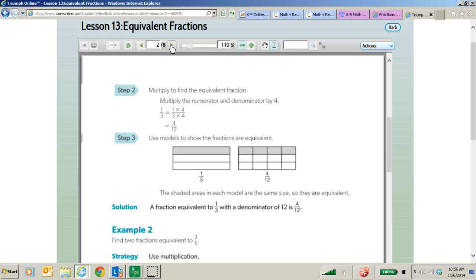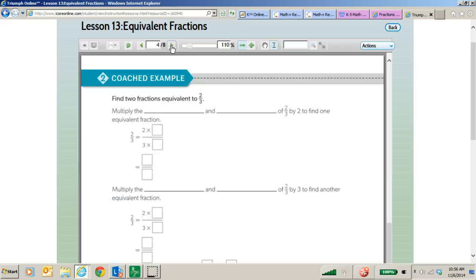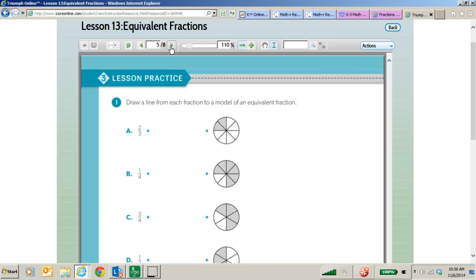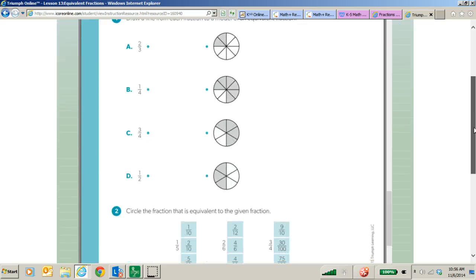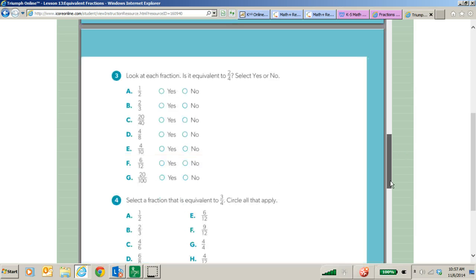As you go through the different pages, you can print these out, or you can just have your student write them in their math journal, but it totally reinforces what has been already taught and is very much aligned to the Georgia Milestones assessment. This offers a different way of responding, where students draw a line to match or circle equivalent fractions as they go through.